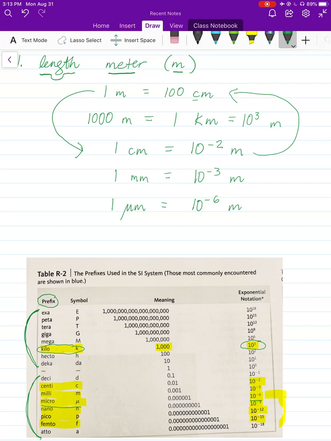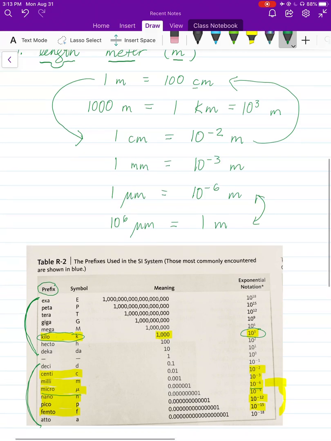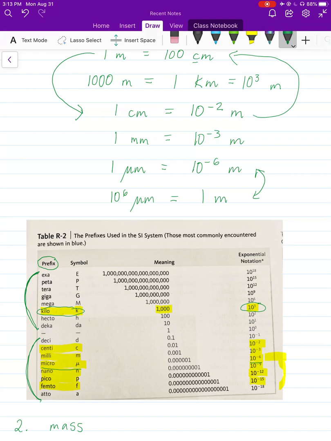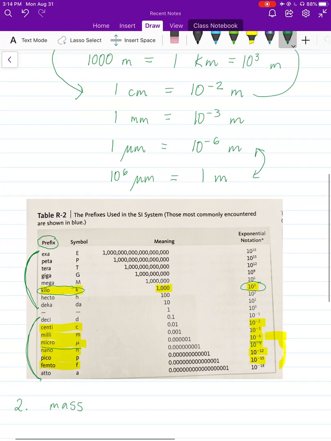Another way of saying this is that there are 1 million micrometers in 1 meter. Okay, so you can say it either way. These mean exactly the same thing. So it's good to always have these prefixes at your disposal because you can put them in front of any SI unit to scale the unit up or to scale it down, depending on what you're talking about.